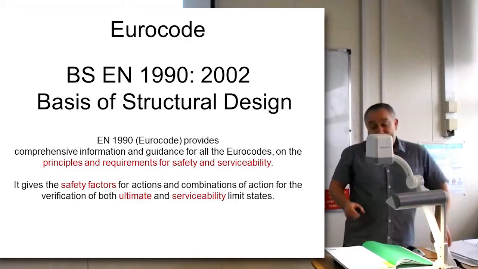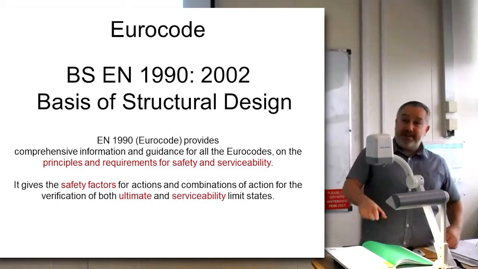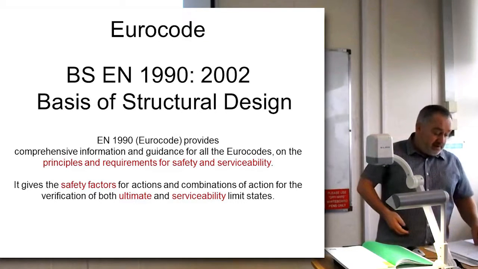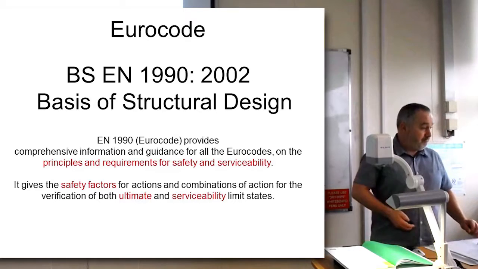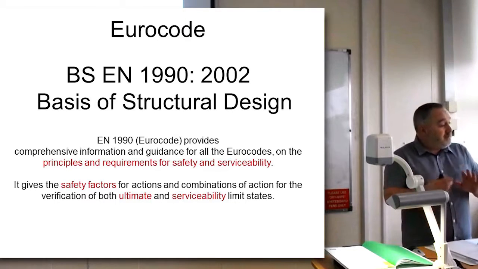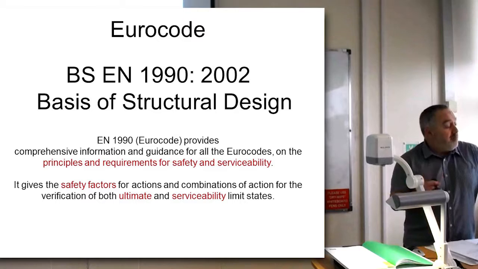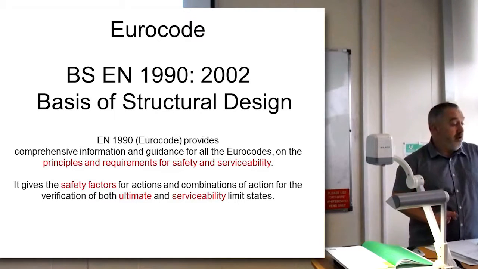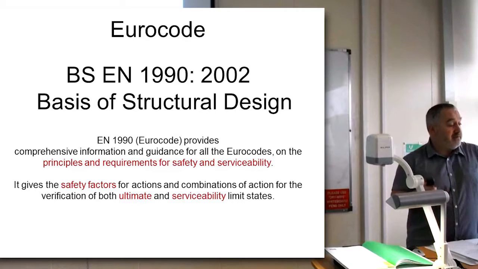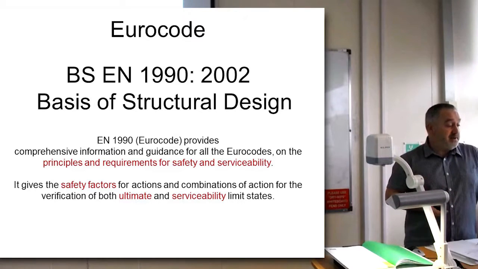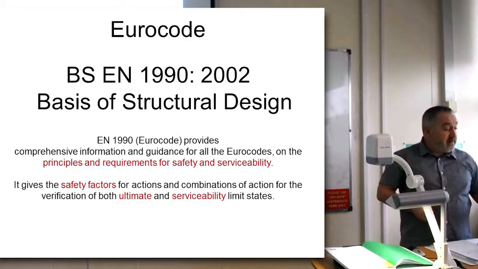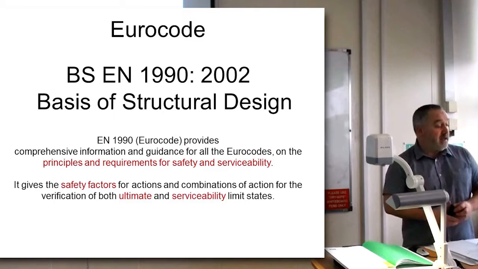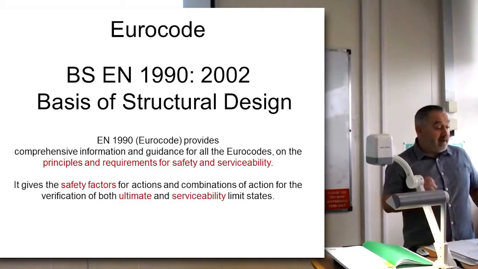So again, you don't refer to it much because a lot of it is repeated in the Eurocode 1 and the Eurocode 2, so you won't use it a lot. So this provides comprehensive information and guidance for all of the Eurocode. It's the foundation for all of them, and it's looking at the principles and requirements for safety and serviceability. You'll find that you'll mostly use it for safety factor values. There's a couple of tables, but you'll mostly be getting that from the national annex.